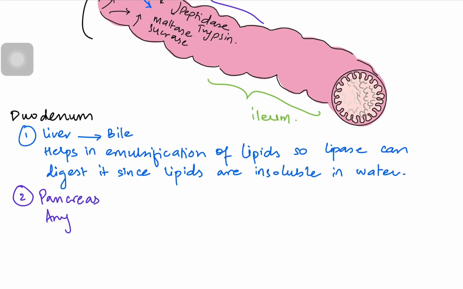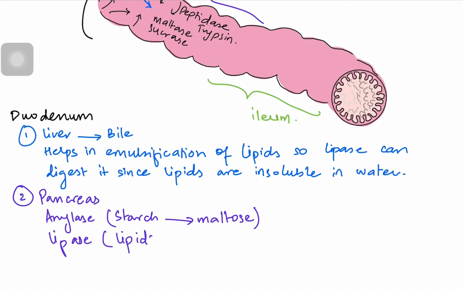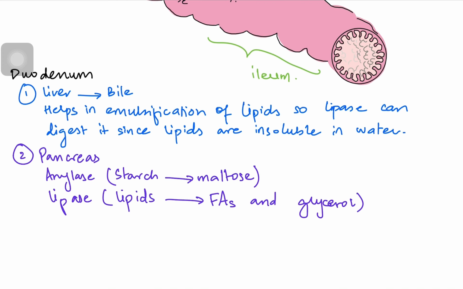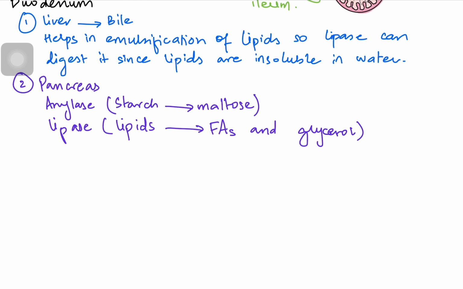What does the pancreas do? The pancreas produces a pancreatic juice which has the amylase enzyme. So starch can be broken down into maltose. Starch is a polysaccharide, maltose is a disaccharide. It also has lipase, which breaks down lipids into fatty acids and glycerol. We already know that. Both of these are hydrolysis reactions.